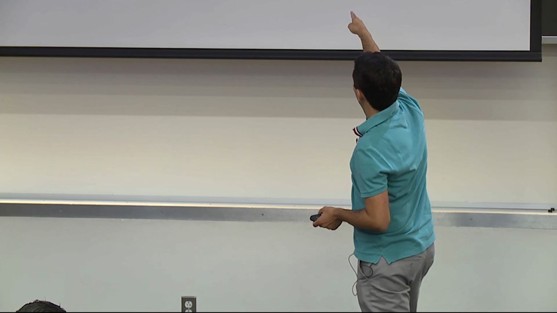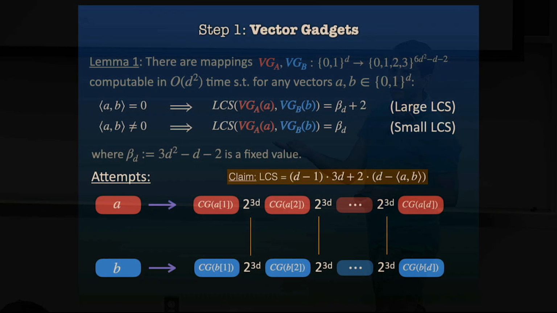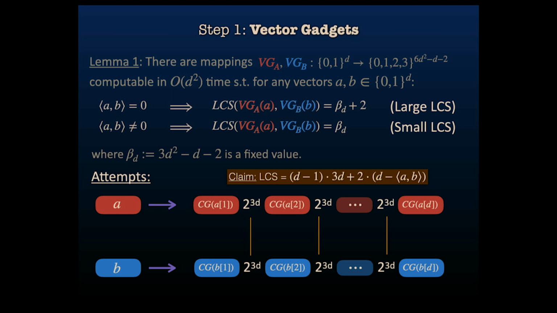Plus, for every pair, we either get a 2 or a 0. If the product was 0, we get a 2, plus 2 from the coordinate gadgets. Otherwise, we get a 0. So the contribution is exactly 2 times d minus the inner product. Every time there was a 1, 1, we get a 0, so we subtract. So this is like the LCS.